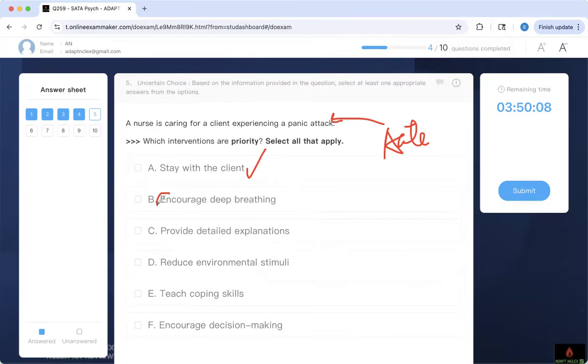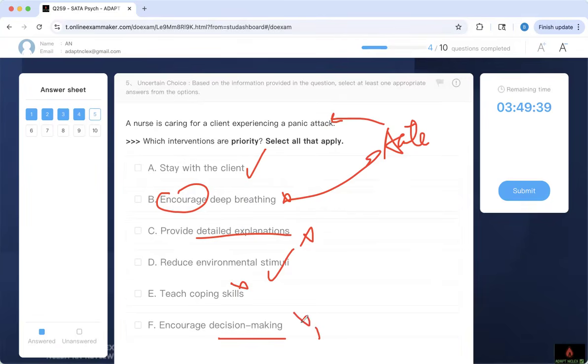When you're talking to them, encourage deep breathing, they may not listen to you. This is not going to help with the acute situation. Provide detailed explanation. Their brain is now locked up. They're not going to hear anything. Reduce stimuli, a calm environment. Why would you teach a patient who's in an acute panic attack? They're not even going to listen to you tell them to take a deep breath. They won't. Encourage decision making.